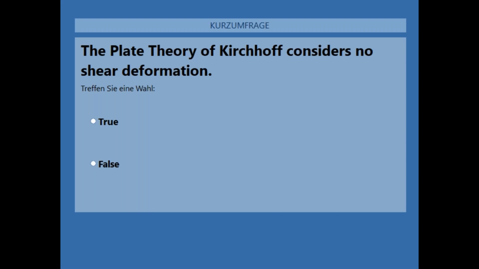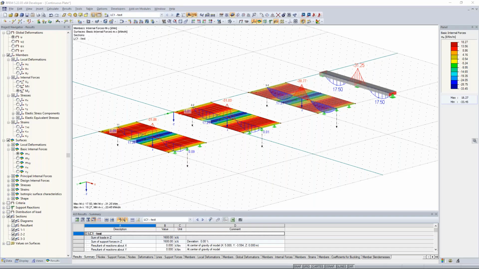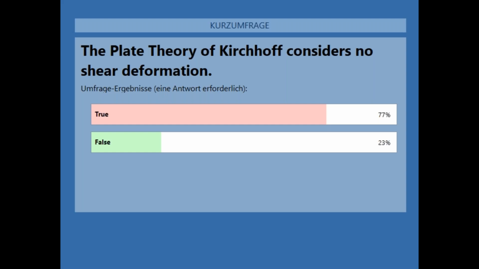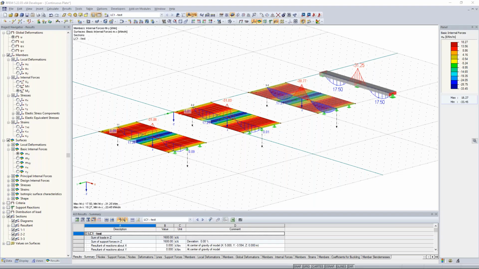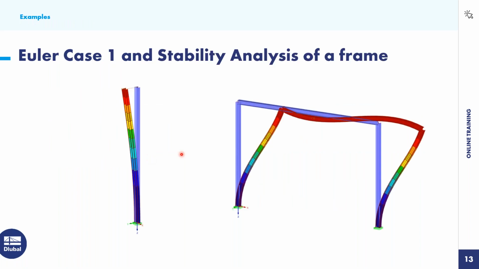Good. So let's wait maybe 10 seconds more. Good. I close this poll window and I show you the results. 77% of you have chosen the right answer. So yes, the plate theory of Kirchhoff considers no shear deformation. That's right. Good. Now I jump back to my PowerPoint presentation.